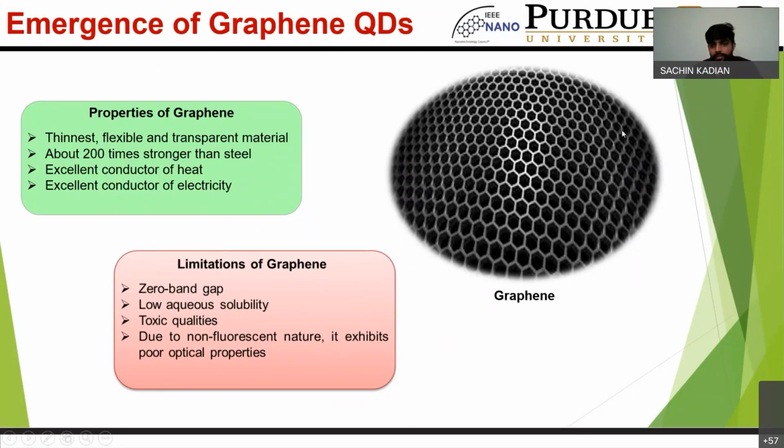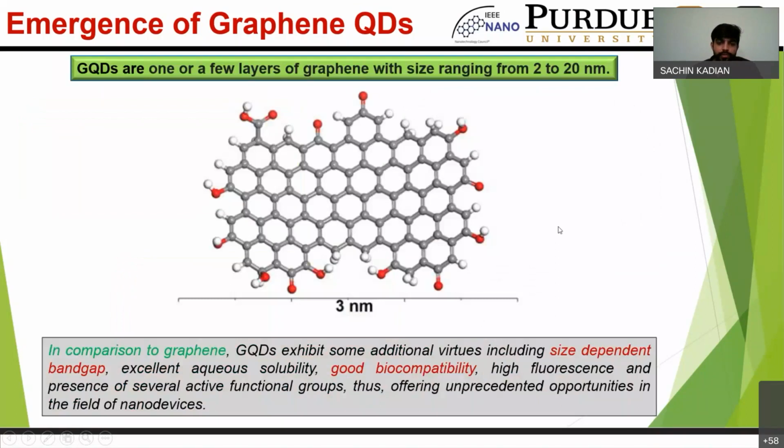To overcome these limitations, researchers worked on its structure, and they concluded that if this large graphene sheet is cut into small pieces, it would give some interesting characteristics. In this direction, the graphene quantum dot came into the story of carbon allotropes, and these GQDs exhibit some additional virtues, including size-dependent band gap and excellent aqueous solubility. As we discussed, as the size decreases, the band gap increases. So if we make these GQDs of different sizes, the band gap would automatically be tunable.